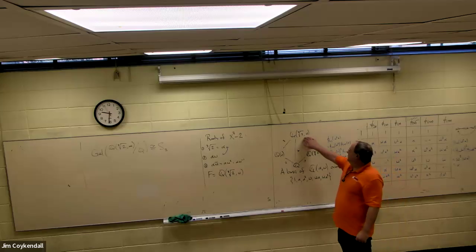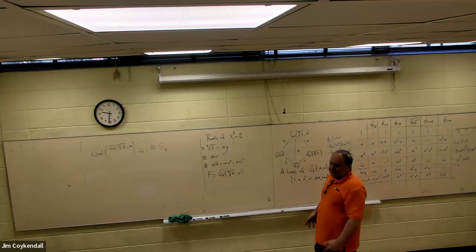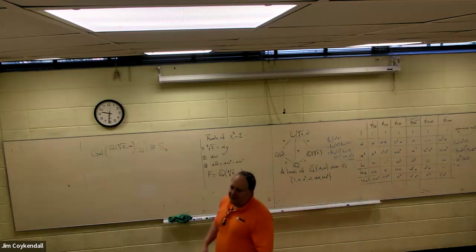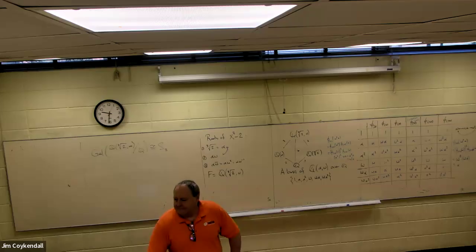Look at this field here. That is a 6th degree extension of Q. Can somebody give me all the intermediate fields? How many of them are there? Are there only finitely many?